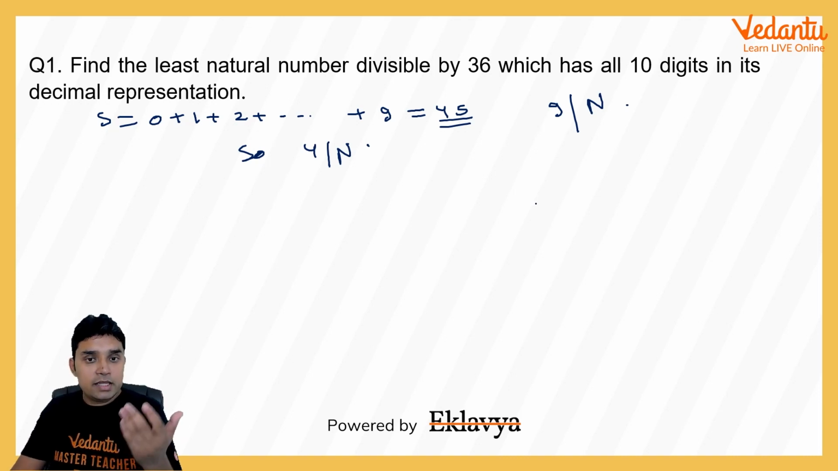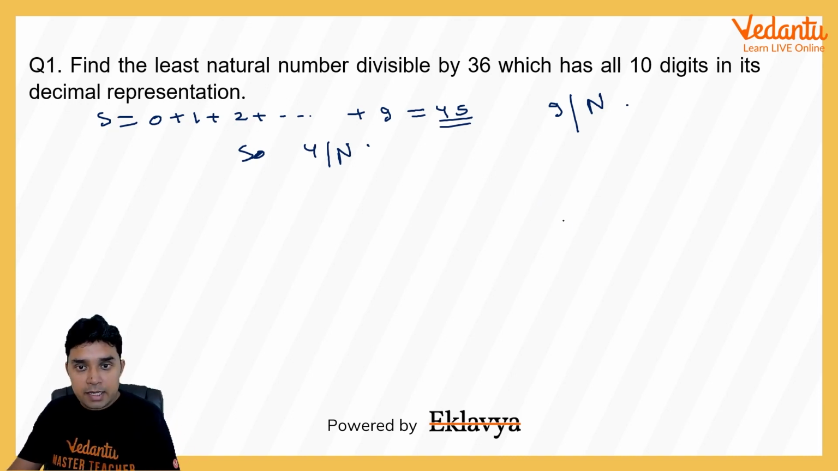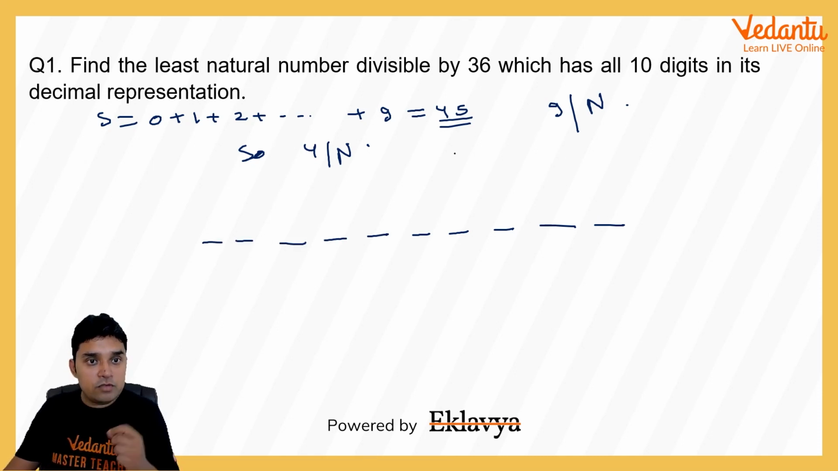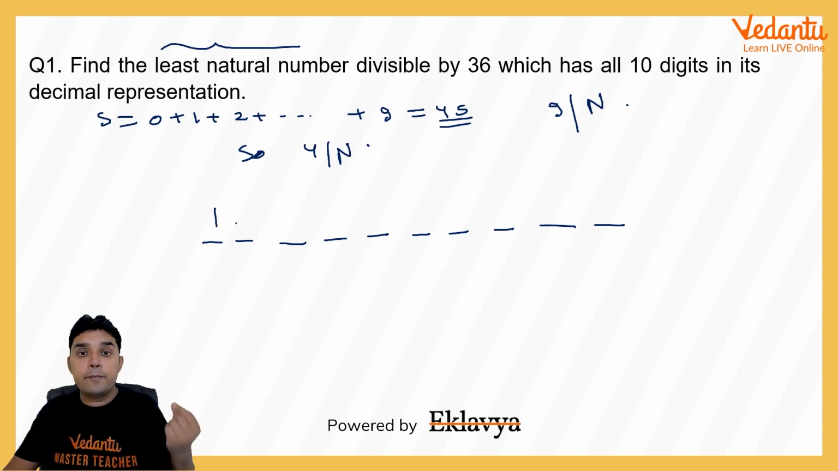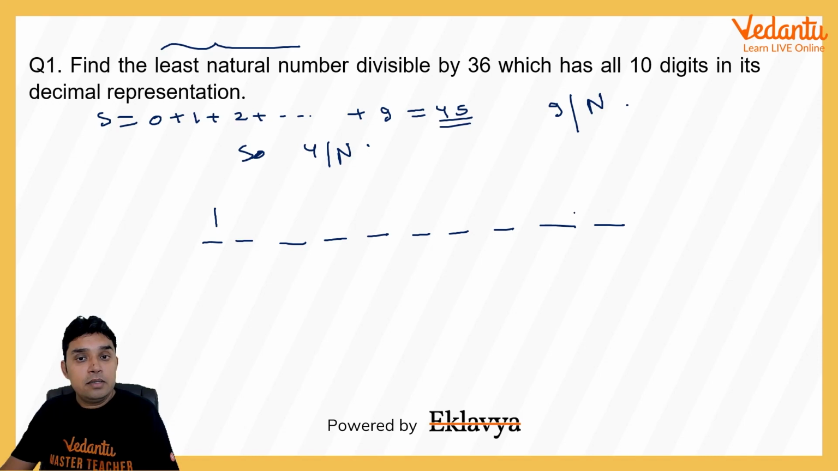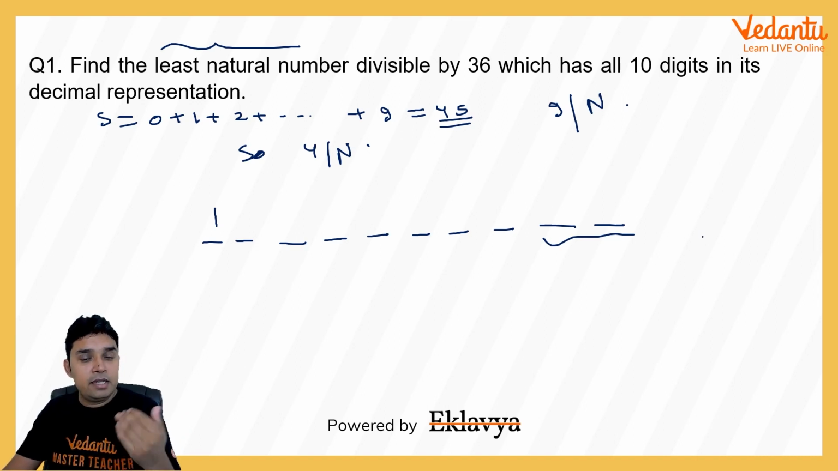And as you know, the divisibility test of 4 is that the last two digits should be divisible by 4. Let me write all 10 digits here: 1, 2, 3, 4, 5, 6, 7, 8, 9, and 10. Now, because we are looking for the least possible natural number, I would like to have the least possible number here, maybe 1, and the largest numbers at the last two places. But at the last two places we have to have numbers such that they are divisible by 4.